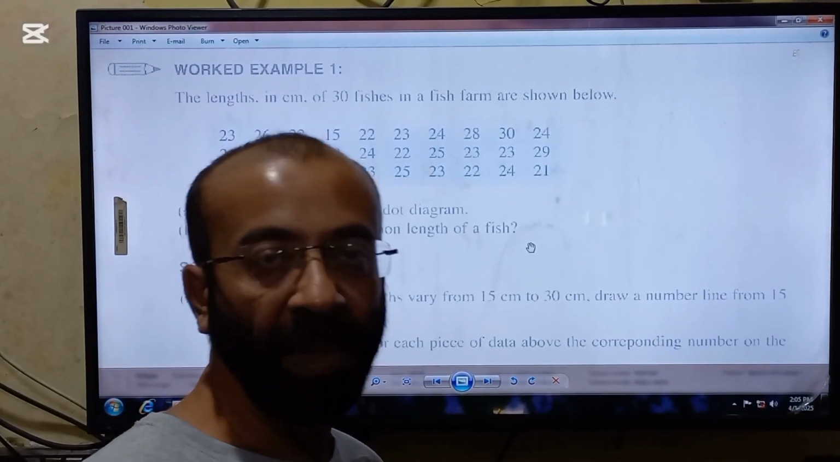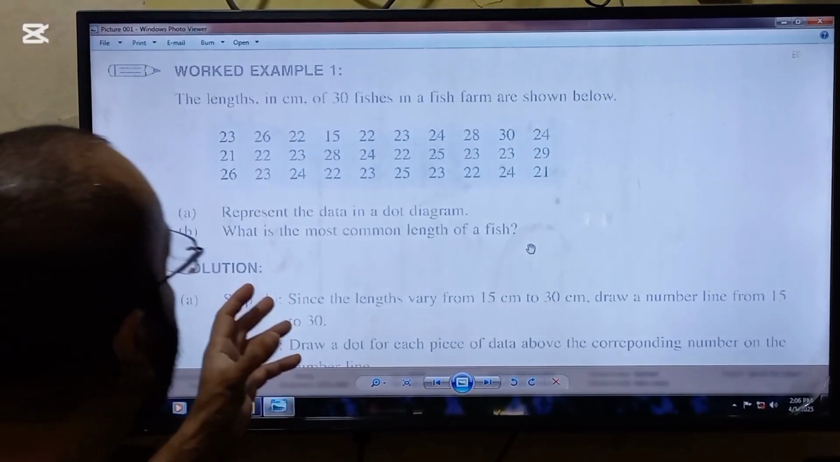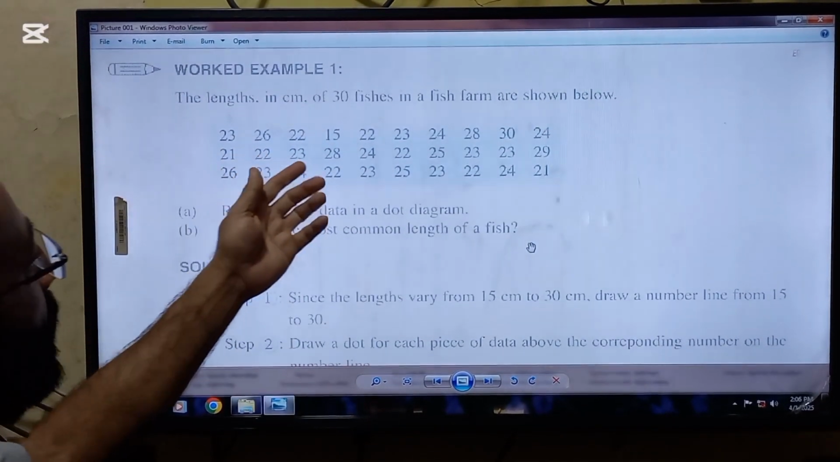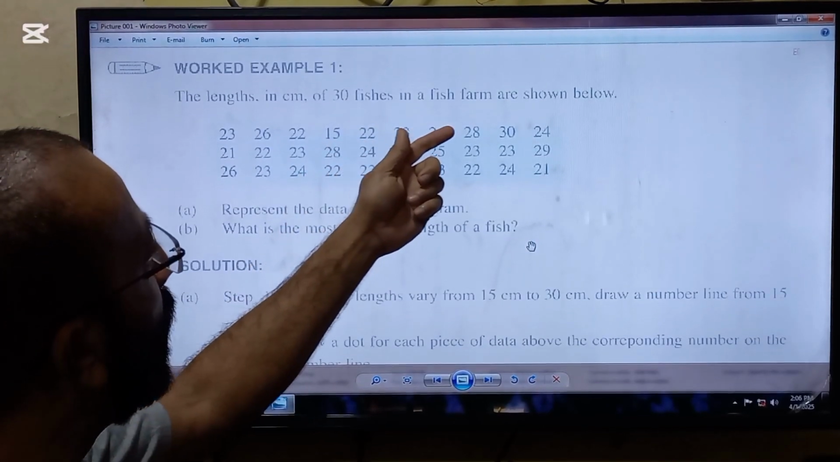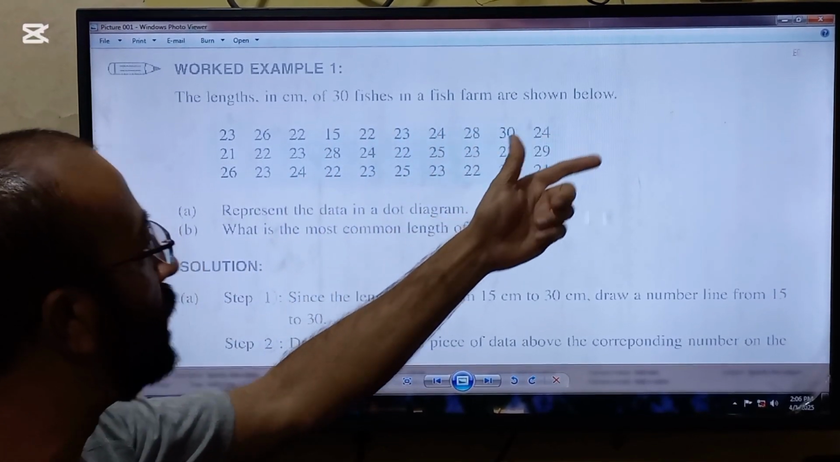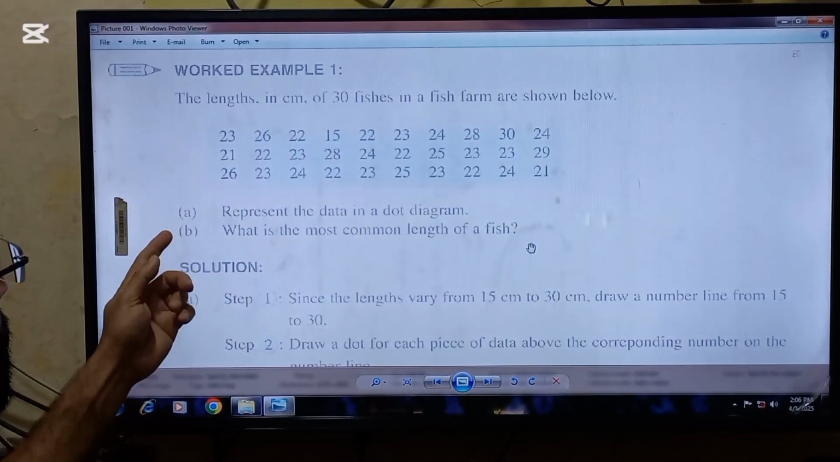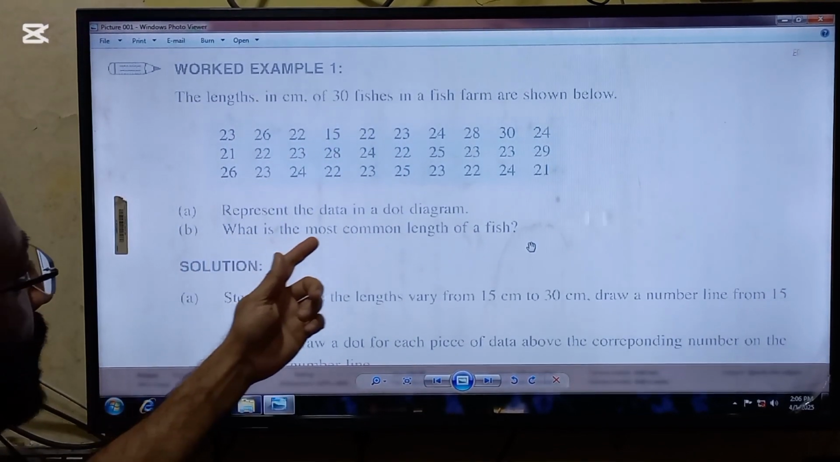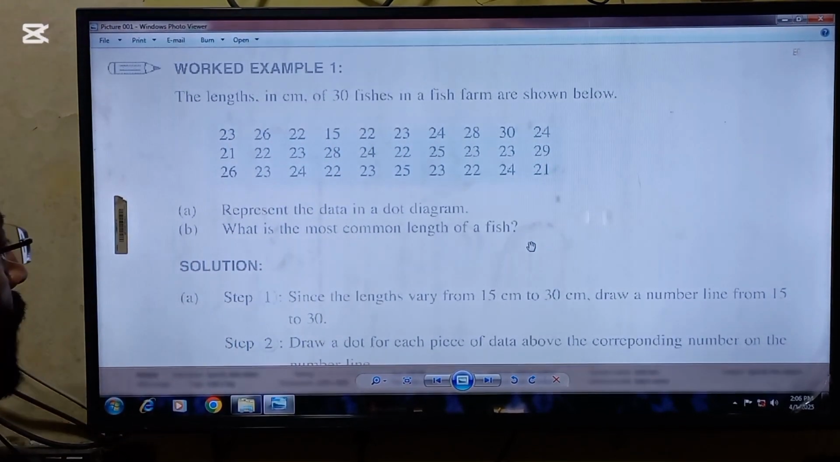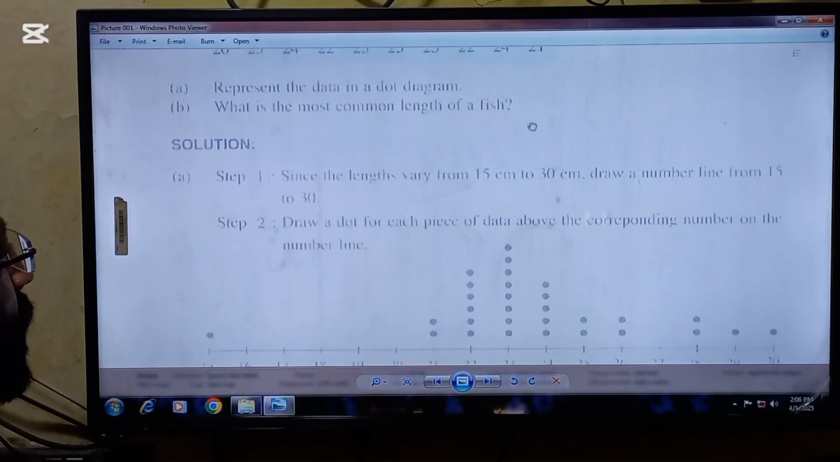Here is an example to understand this topic more. The lengths in centimeters of 30 fish in a fish farm are shown below. So here are 30 fish whose lengths are given in centimeters. Part A requires us to represent the data in a dot diagram. So we are going to solve it now.